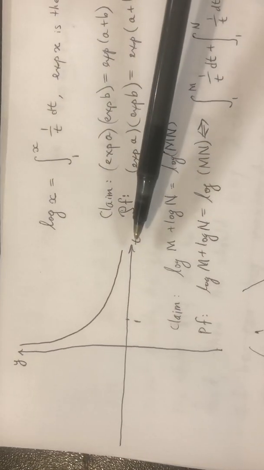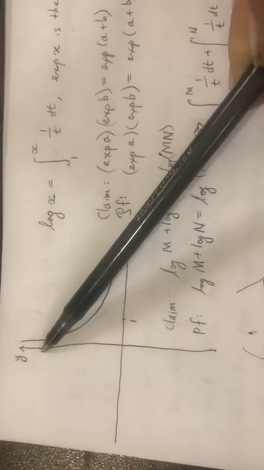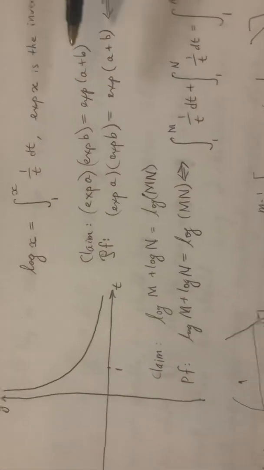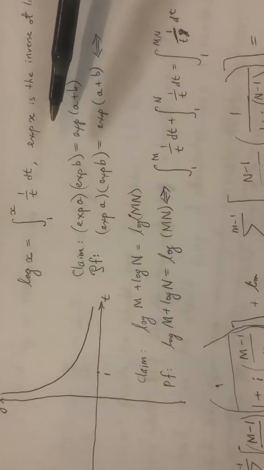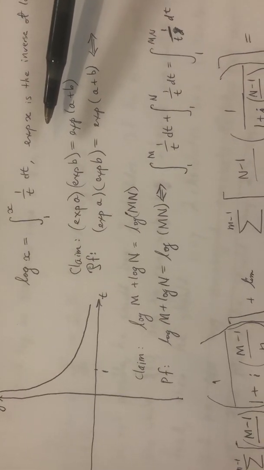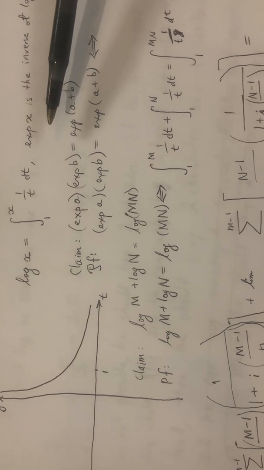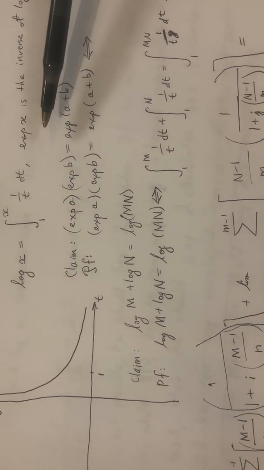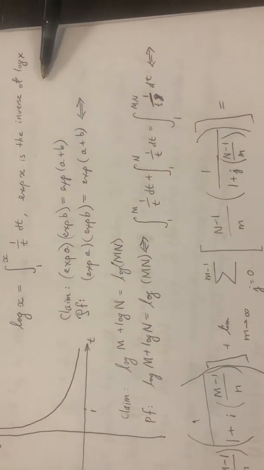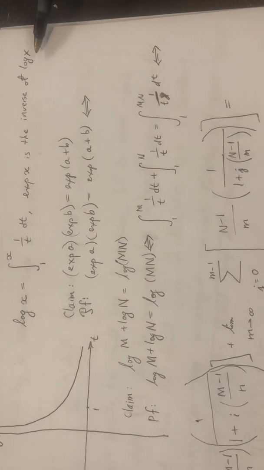Notice this axis I've labeled t. I didn't know what to label this axis, so I labeled it y. And then instead of e to the x, because that looks like we actually have a number called e and we haven't really defined what that is, we'll write exp x, which means e to the x. So exp x is the inverse of log x. That's how we'll be defining it.